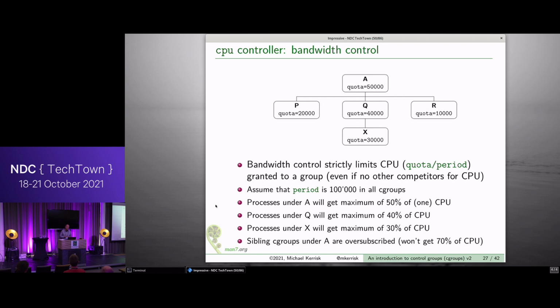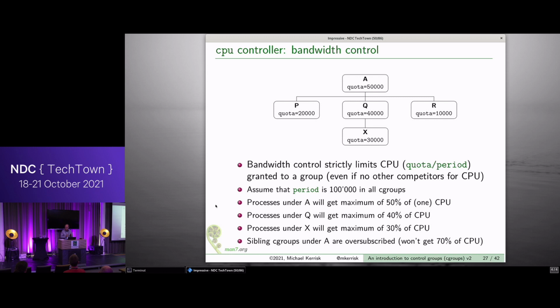Now, there is another mode, which is what's called bandwidth control. And bandwidth control really is strict limits. Even if no one else is using the CPU, you don't get more than your allocation. And the way that the bandwidth control mode works is the proportion of CPU that the processes get is expressed as two numbers: a quota and a period. And the quota divided by the period, of course, expresses a fraction, and that's the fraction of CPU that the processes in this cgroup receive.